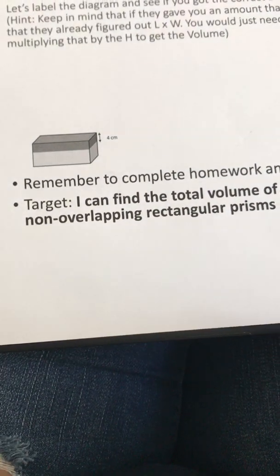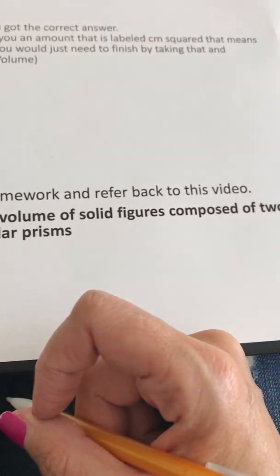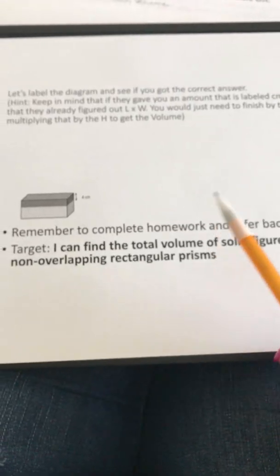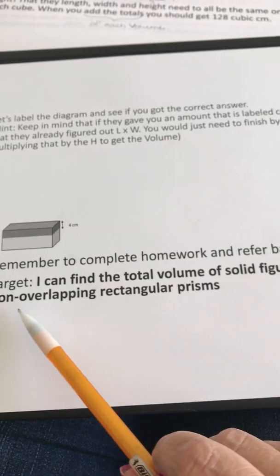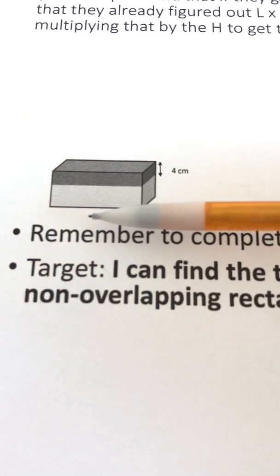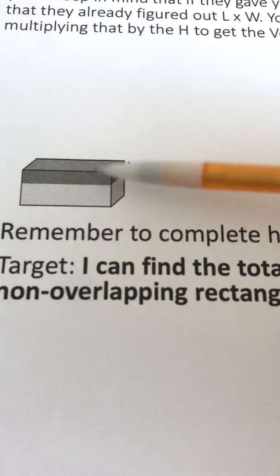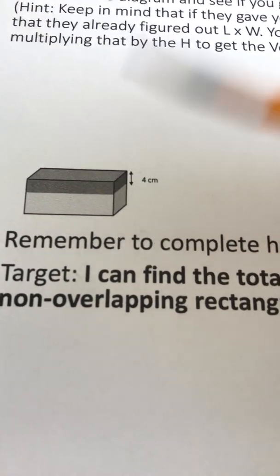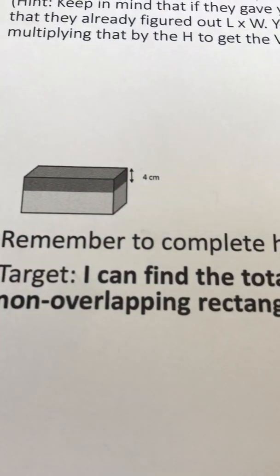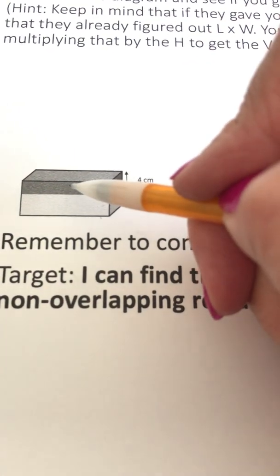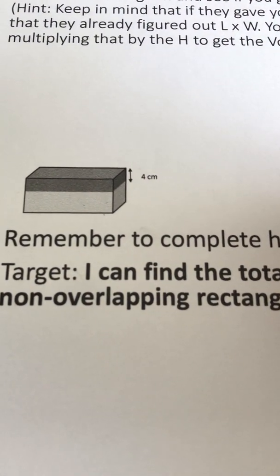Okay, so remember to complete homework and refer back to this video if you need help. Let's go back to our target. I can find the total volume of solid figures composed of 2 non-overlapping rectangular prisms. So just like this picture right here, here's one figure, here's another figure. In this picture, they're differentiating them by color, and they have them on top of each other, but in different colors so you could tell the difference.